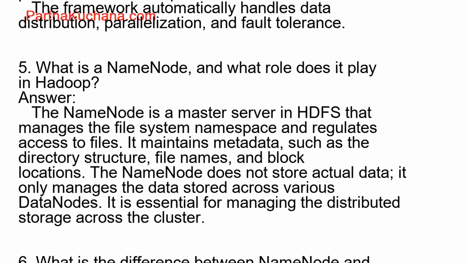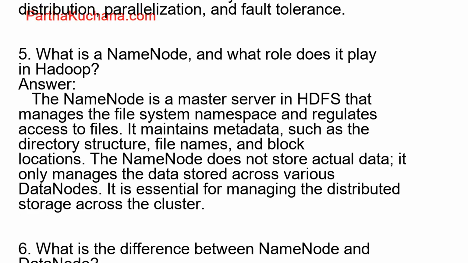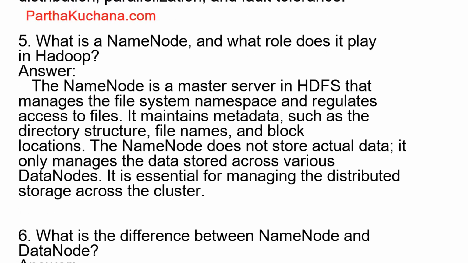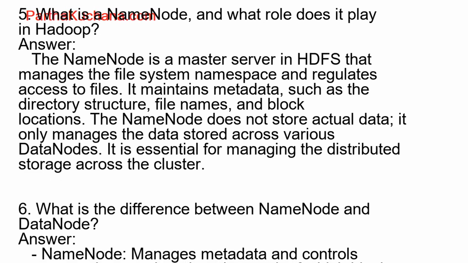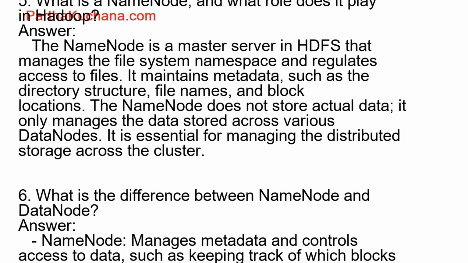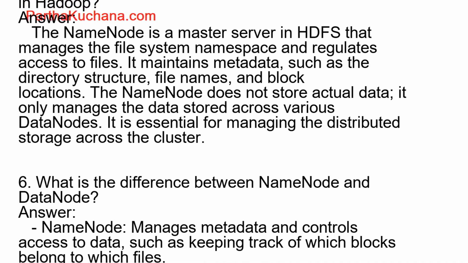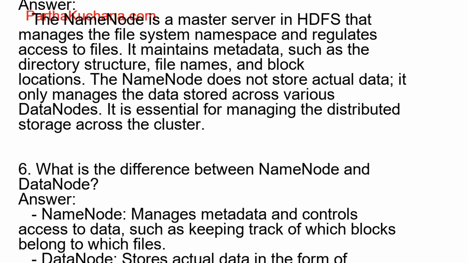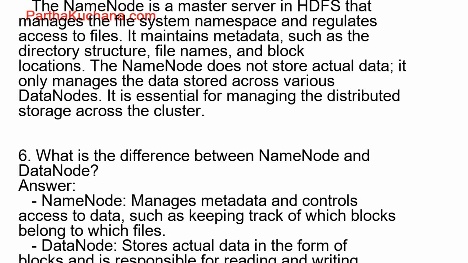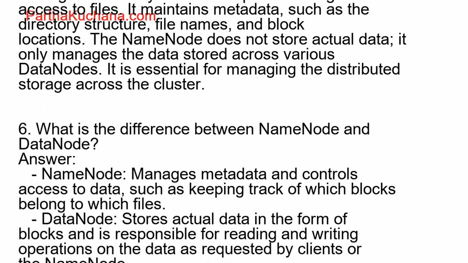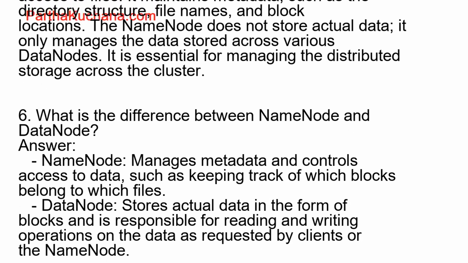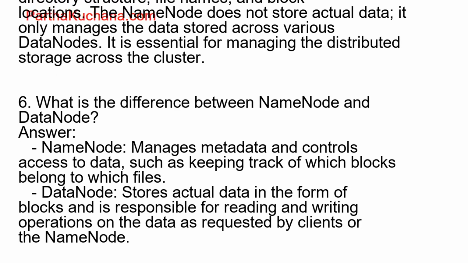7. What happens if the name node fails in Hadoop? Answer. In a traditional setup, a single name node failure would bring down the whole Hadoop cluster because the metadata is lost. To prevent this, Hadoop introduced a secondary name node for periodic backups, and more recently, Hadoop HA, high availability, configurations allow for the use of multiple active and standby name nodes with failover mechanisms.